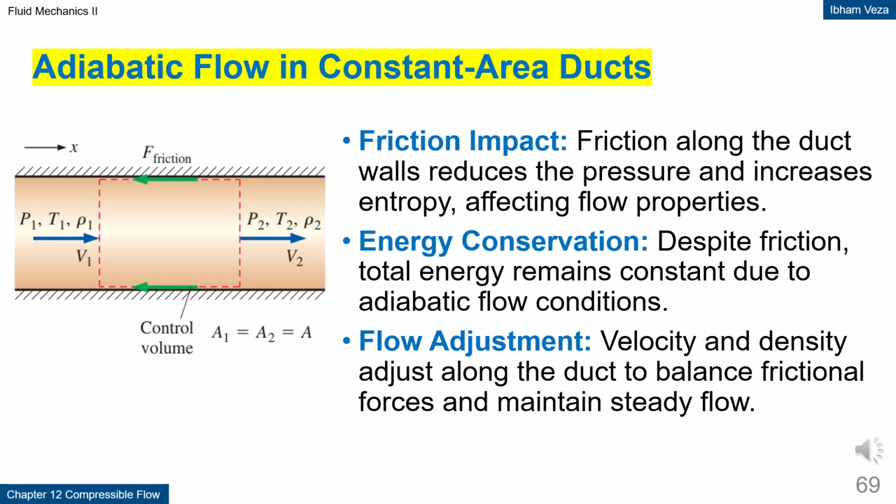Adiabatic flow in constant area ducts. In Fanno flow, the main effect considered is wall friction. Even though there is no heat transfer, friction still changes the flow properties.